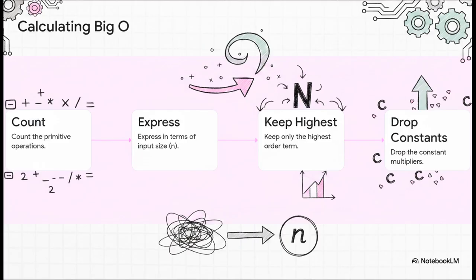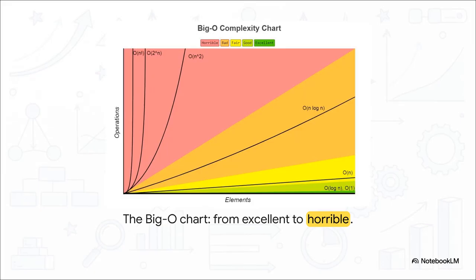By following these exact steps, engineers can simplify some really messy equations. For example, an equation of 2n plus 2 operations gets mathematically reduced down to a clean, simple O of n. Now this chart right here is the ultimate cheat sheet. It visually represents how different algorithmic growth rates scale from absolutely excellent to, well, mathematically horrible.